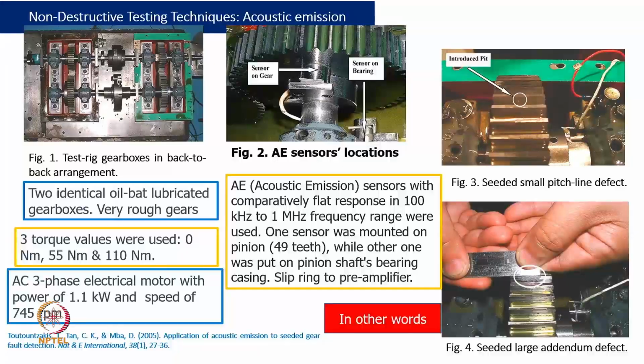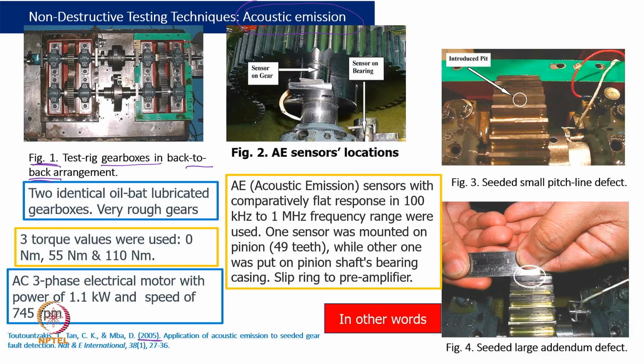Now, I am trying to cover one example which was published in 2005, and it is related to gears, as I mentioned that we are covering the acoustic emission technique. They have used this gear setup that has been shown in figure 1. It says clearly test rig gearbox in a back to back arrangement. What is the meaning of back to back arrangement?